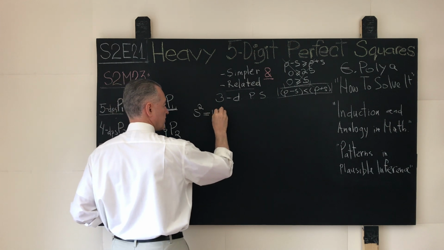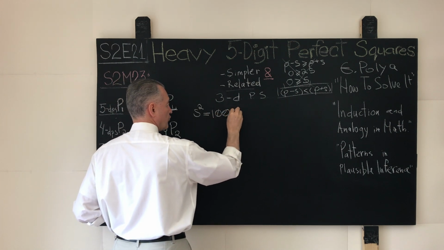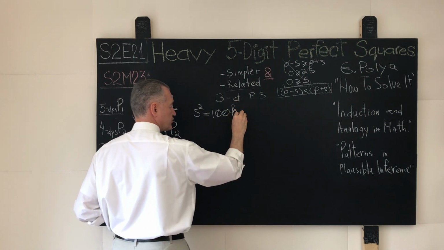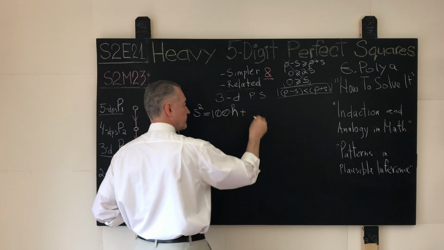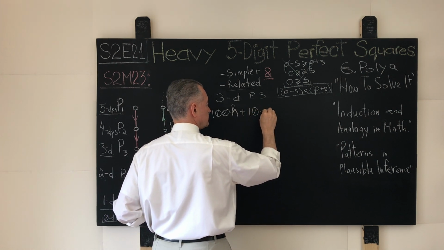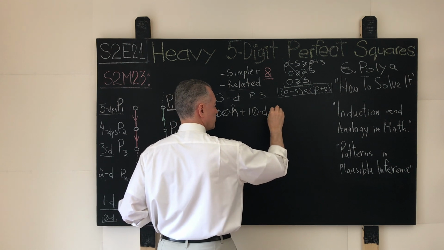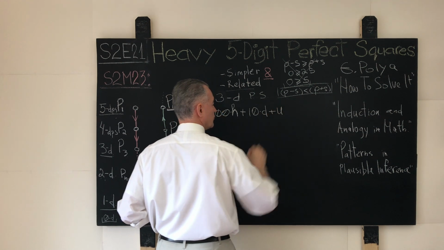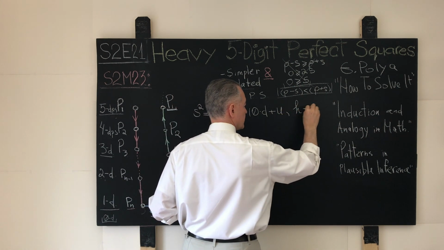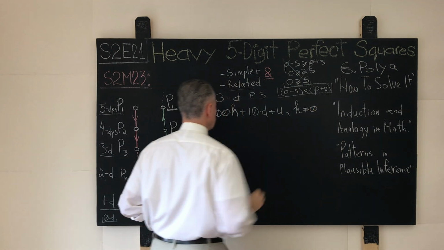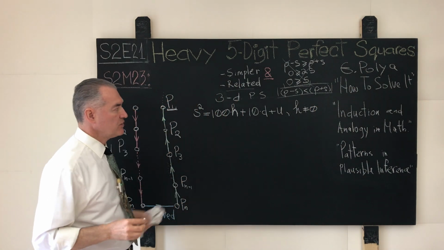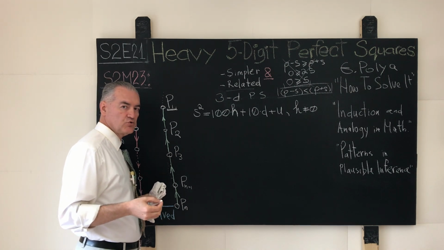So it will have some number for the hundreds. We'll designate it with H for hundreds, plus 10 times D for decimals, plus U for units. Here we will demand that the number H is not 0 for it to be a legitimate three-digit number. And we already understand how to proceed further.